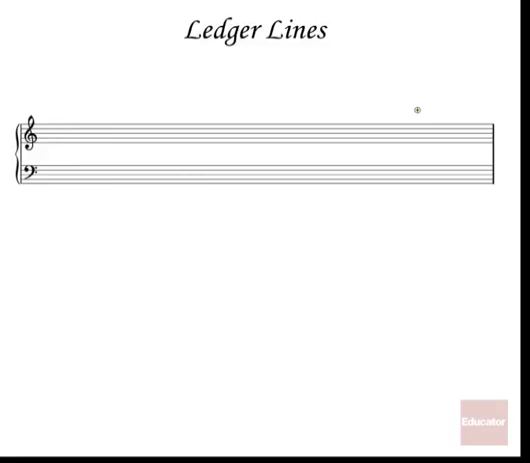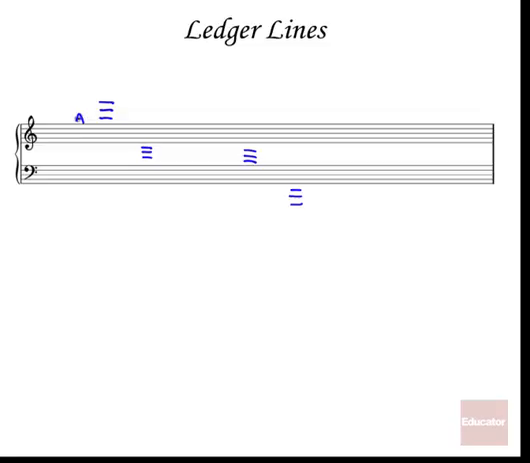And then another thing to consider on the staff is the ledger lines. So we should get comfortable learning the ledger lines 3 up and 3 down on both staves. So we should know these 3 and these 3, and then in the bass clef, these 3 up and these 3 down. And luckily there's a few other memory aids we can use for these.